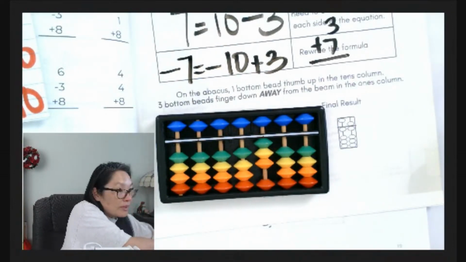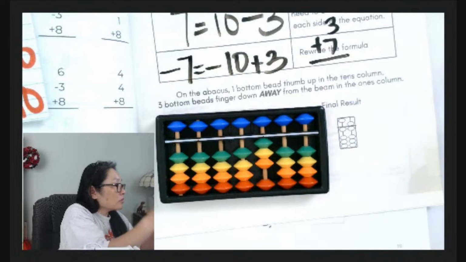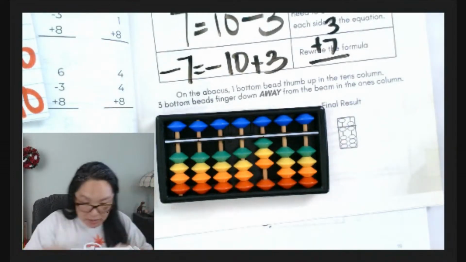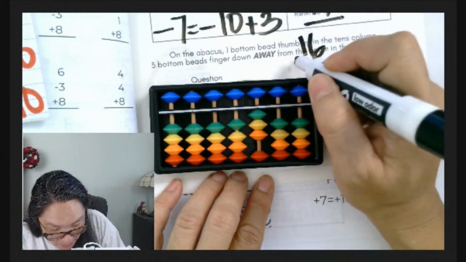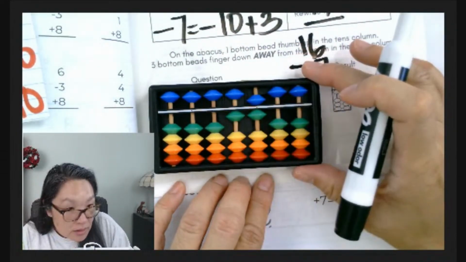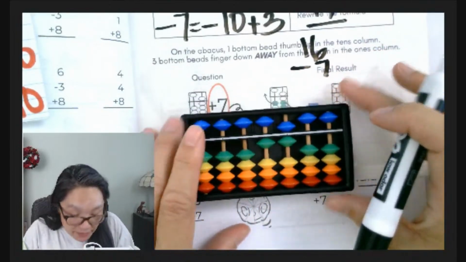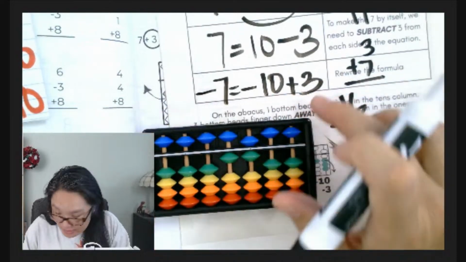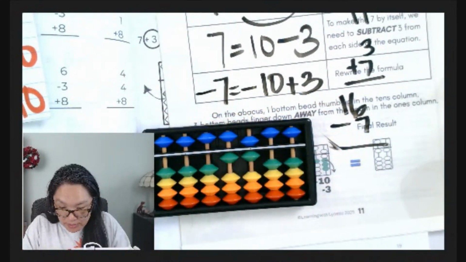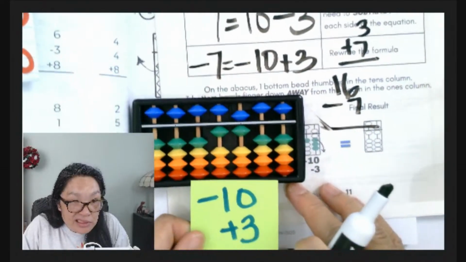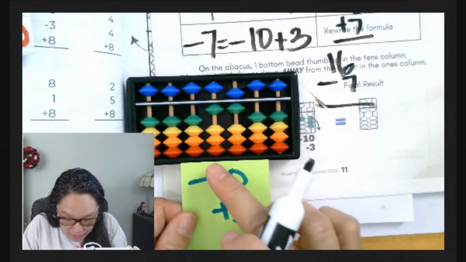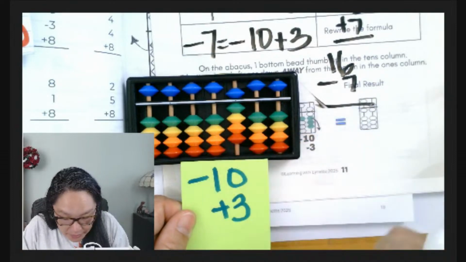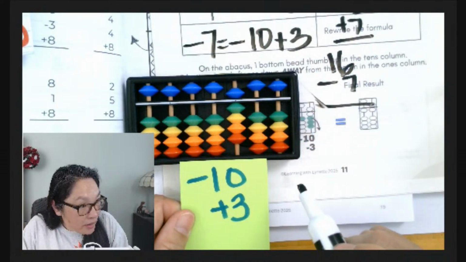I should have used a different number, but that's fine. So if I did 16 minus 7. How do I minus the 7? Well, remember, it's going to be minus the 10 plus the 3. So all I got to do is have a little reminder. There it is. Minus the 10 plus the 3. So I minus the 10 and I add the 3. My final answer is 9.